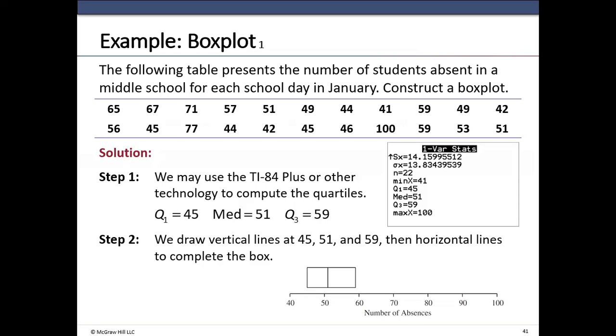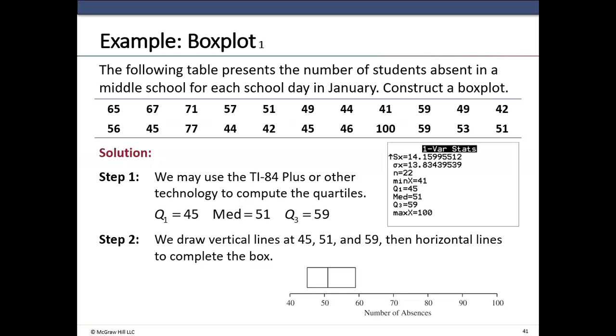Next row, 56, 45, 77, 44. After 77, it is 44, then 42, then 45, then 46, then 100, then 59, then 53, and the last but not the least is 51. So in total, there are 22 data points. That's why the cursor is now sitting on the 23rd line in list 1. L1 parenthesis 23 means 23rd line in list 1. We have 22 data points.